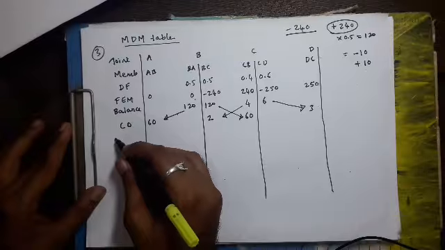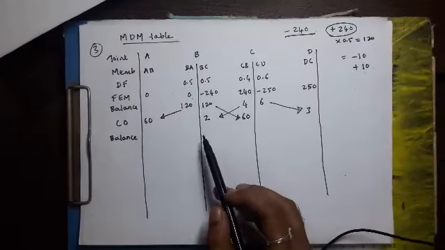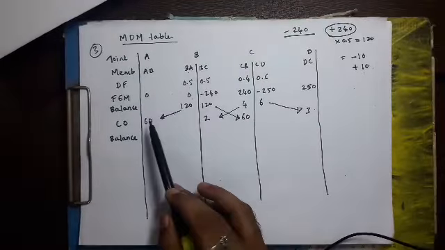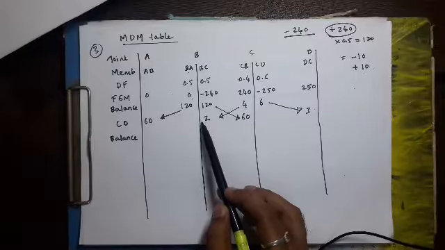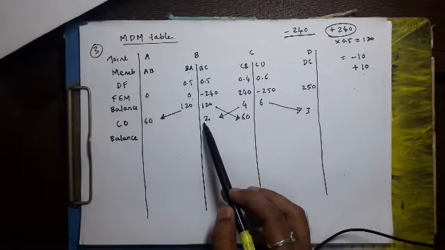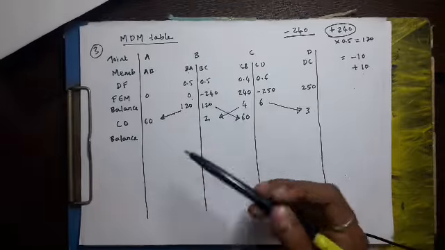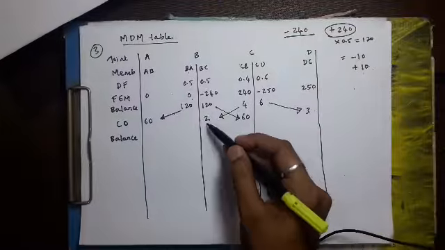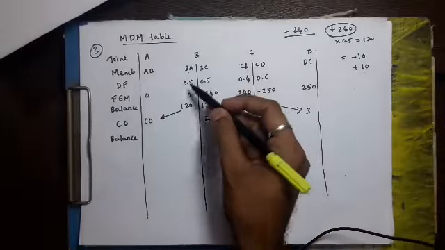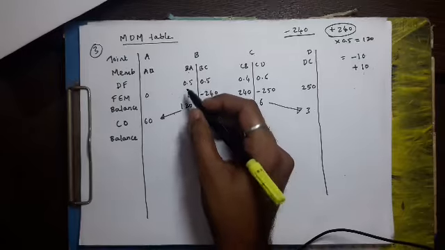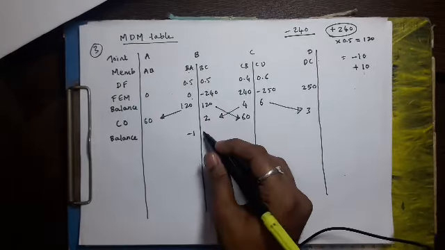Again we need to balance. You see what is the net moment at joint B after carryover. So net moment at joint B is 2. In order to balance it we have to apply -2, and that -2 is distributed to BA and BC by distribution factor. -2 into 0.5 is -1, -2 into 0.5 is -1.